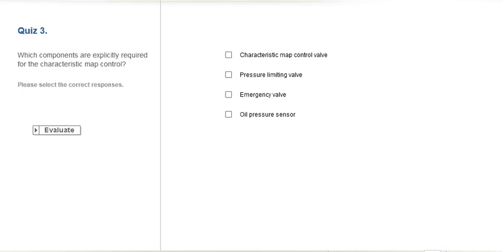Which components are explicitly required for the characteristic map control? Please select the correct responses. That is unfortunately incorrect. Please try again. That is unfortunately still incorrect.